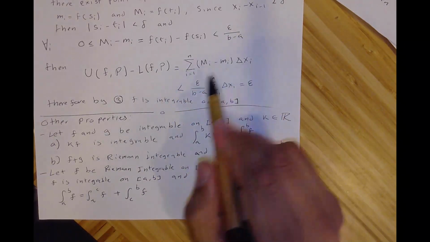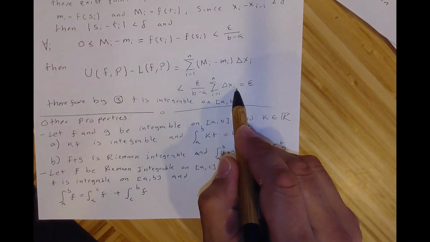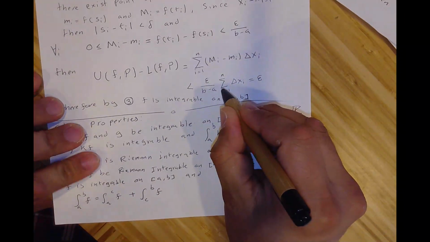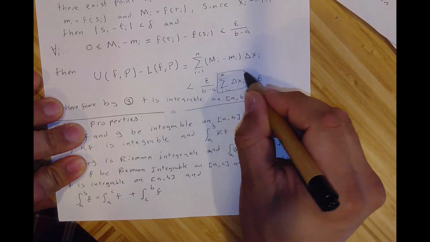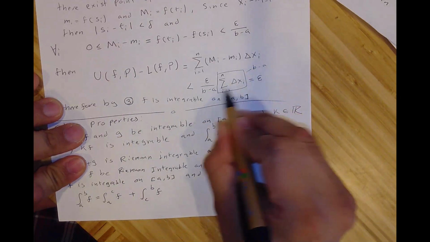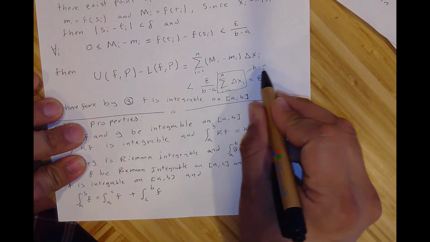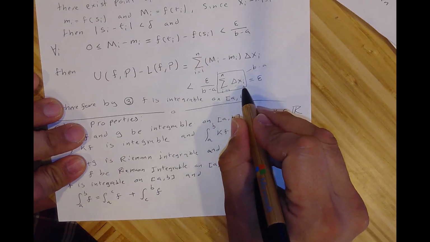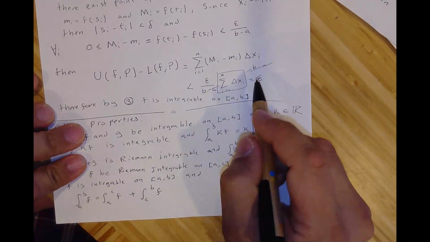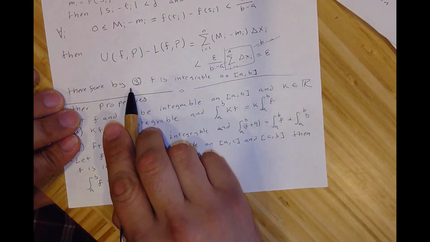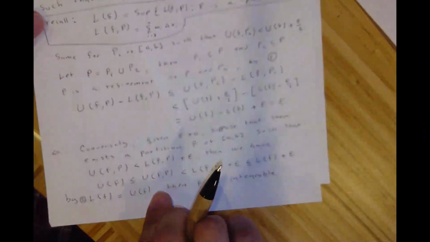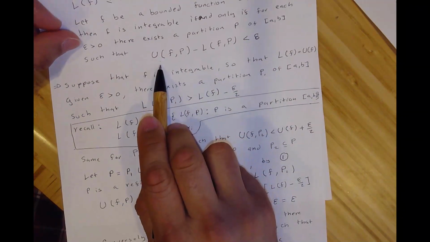We know that this is less than the summation of all delta xi multiplied by epsilon over b minus a. But this summation is exactly B minus A, because the partition starts at A and finishes at B, so the sum of all the distances of the partition is B minus A, by definition. So this cancels, and basically epsilon is the result. Therefore, by the same argument that I proved in my previous video, f is integrable. This is the definition that we have.